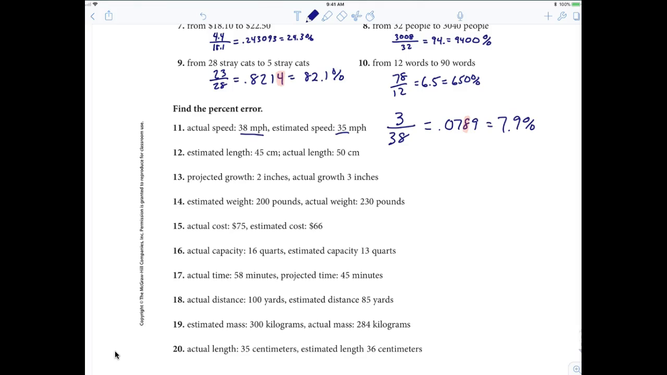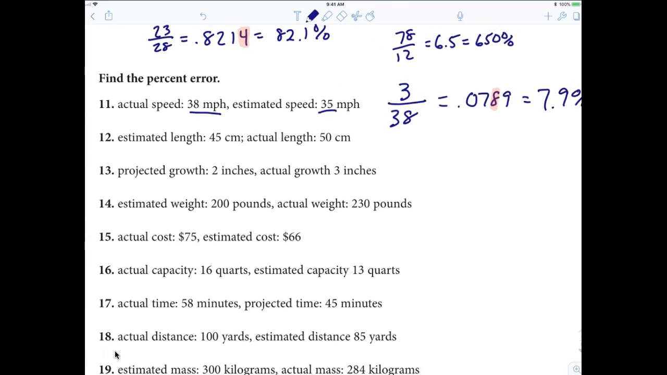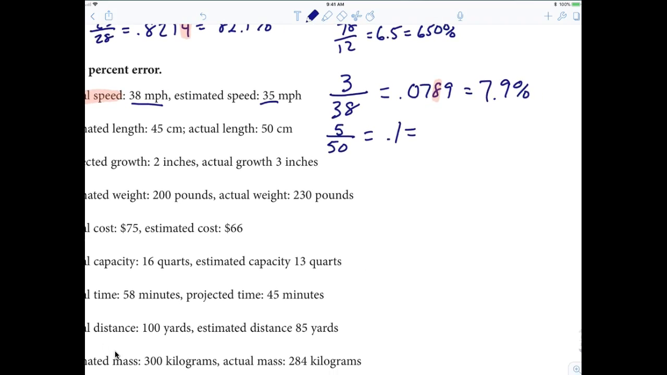Yes, ma'am. All right, Caroline, what do I have to do? 5. Wait a minute. Now, here you got to be careful because I want you to divide it by the what? The actual. You hear me? They switched it around to try to mess you up. You see that? So it'd be 5 over what? 5 over 50, which is the same as 0.1, which is the same as 10%. Beautiful.